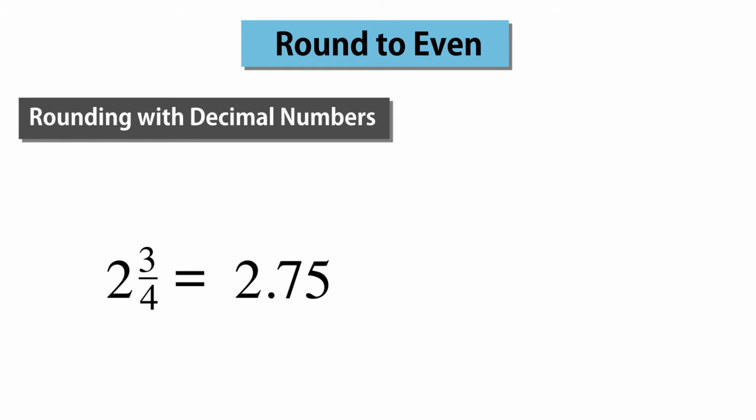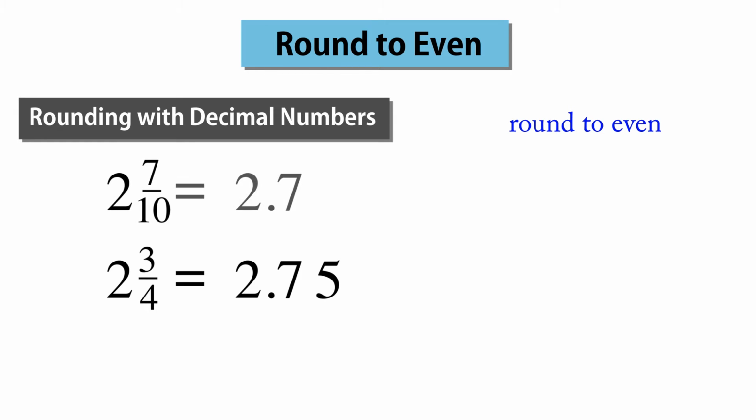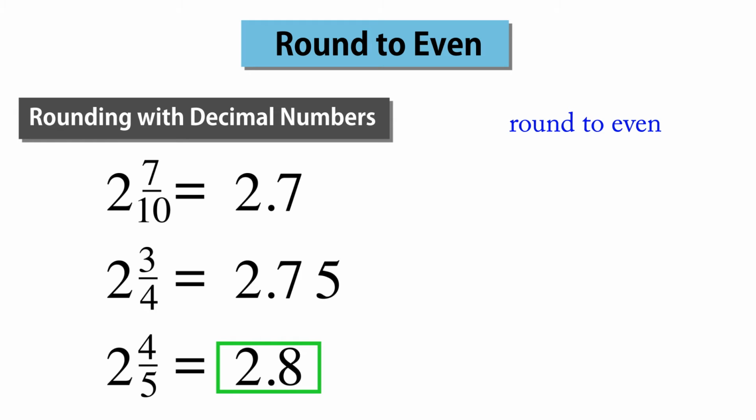To see how this works, let's consider rounding 2.75 to the 10th position, that is, leaving one digit to the right of the decimal point. This is a case for round to even. Note that 2 3/4 lies halfway between 2 7/10, or 2.7, and 2 4/5, or 2.8. The round to even rule says to pick the result that has an even digit to the left of the rounding point. So in this case, we pick 2.8 over 2.7, since 8 is even and 7 is not.